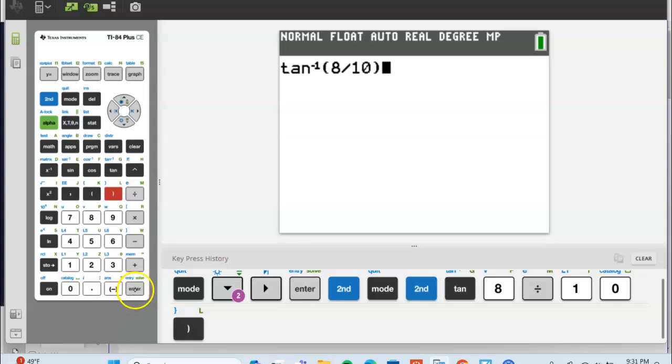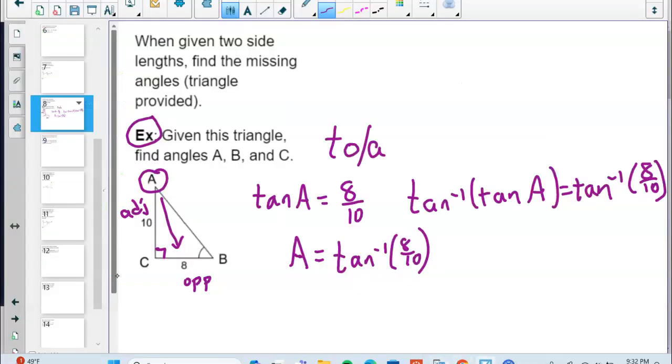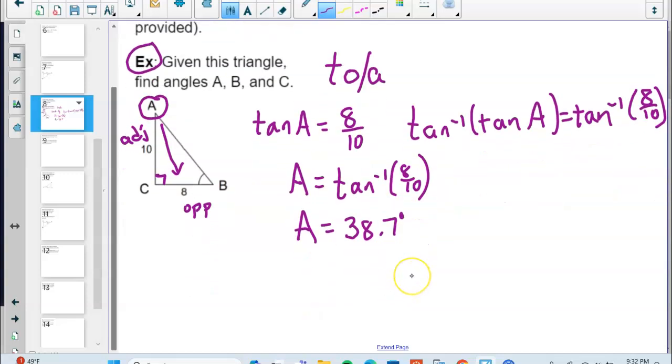I'm going to push enter, and I get an angle of 38.7 if I round it to the nearest tenth. Hopefully on the test you'll have the instructions of what to round it to. So we get 38.7 degrees. That's angle A.